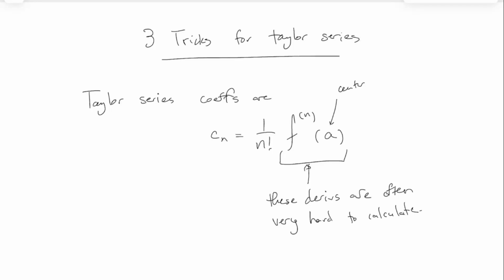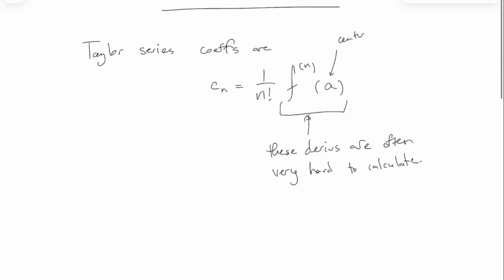Because you have to somehow do every derivative, the nth derivative. For some functions, even the first derivative is a real pain to calculate. Maybe you would have to use the quotient rule or whatever. And the second and third would be even more complicated. So that's why we have some tricks. These tricks can sometimes avoid these derivatives.